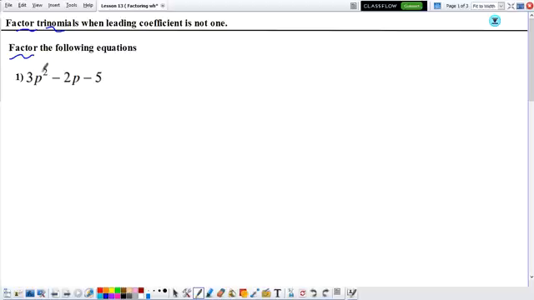I like to use the x method. Imagine that you're just going to factor it out as if it was a regular trinomial with the leading coefficient 1. So I'm going to use the x method. So again, we draw an x. The number that will go on top is the multiplication of the first and the last, so 3 times -5, that's -15, and the middle number is -2, so I put -2 here.